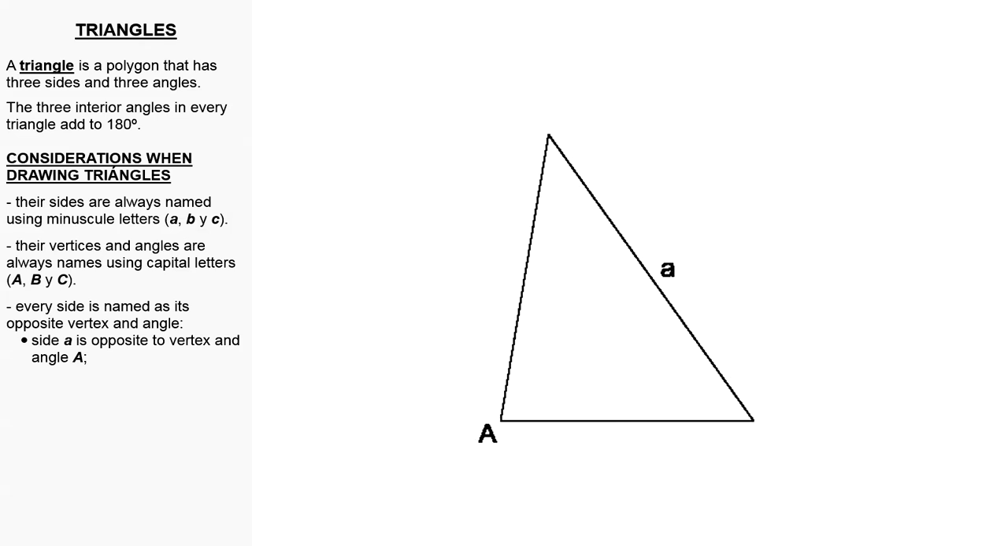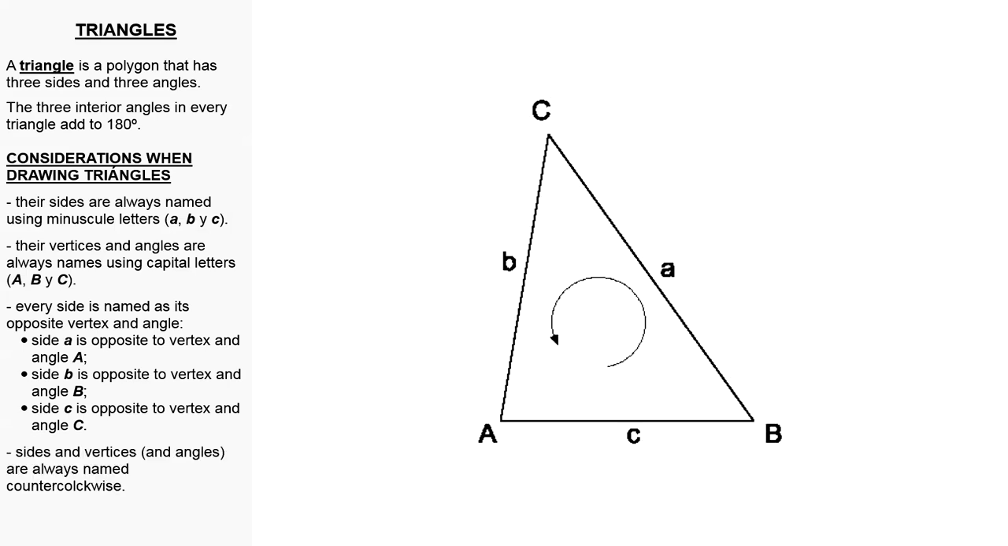Side a is opposite to vertex and angle A, side b is opposite to vertex and angle B, and side c is opposite to vertex and angle C. Finally, sides and vertices are always named counterclockwise.